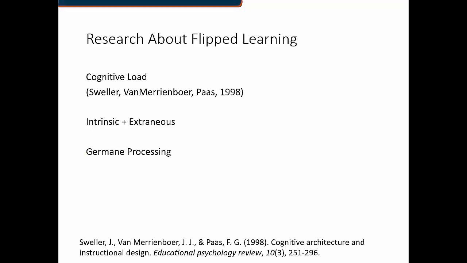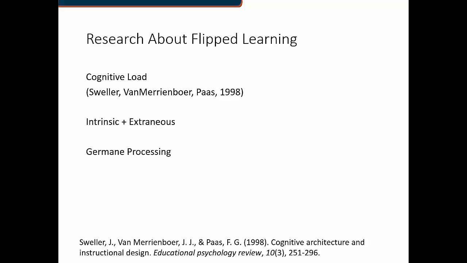Essentially, the research about flipped learning can include things like cognitive load, where I've given you the resource for the article from Sweller and Van Merriënboer and Paas, where the research on cognitive load divides the load on thinking or cognition into 3 different parts. There's intrinsic, which is essentially how hard a subject is.